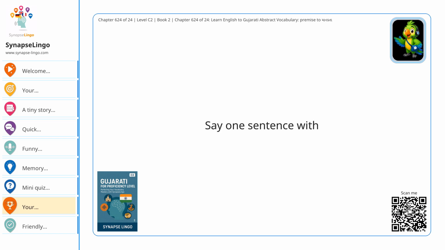Say one sentence with ध्येय निवेदन: our ध्येय निवेदन is clear. Say one sentence with संदर्भ माळखू: we need a संदर्भ माळखू first. Say one sentence with मानकता: ethics studies मानकता.